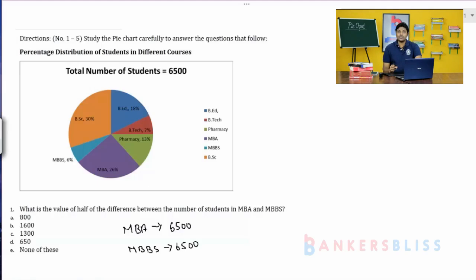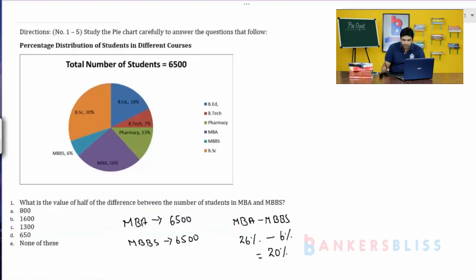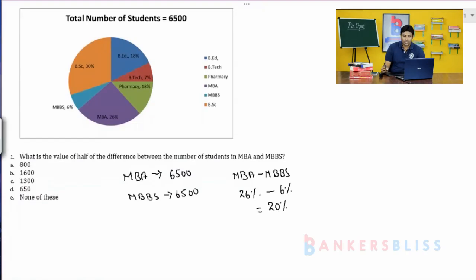Both the percentage values are calculated on 6,500. In the initial case you leave the 6,500. They are asking MBA minus MBBS. What is the percentage of MBA? MBA is 26%. MBBS is 6%. What is the difference? The difference is 20%.